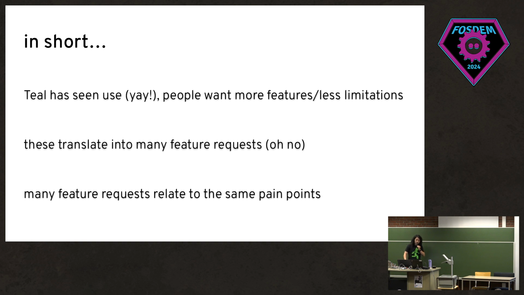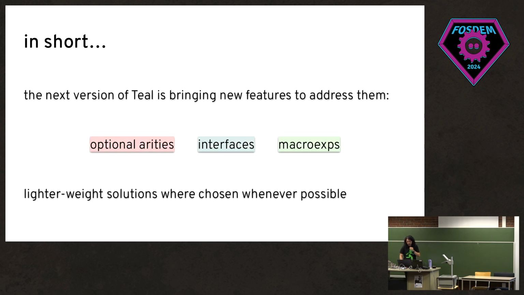So in short, what happened? Teal has seen use, yay. People want more features and fewer limitations, which translates to many feature requests. Oh no, right? But many feature requests relate to the same pain points, right? So the idea is that you try to combine them and come up with the most minimal design to address most of these pain points. The things that came out of that were optional arities, interfaces, macro expressions, and the idea was that I would just pick the lighter weight solution, right?